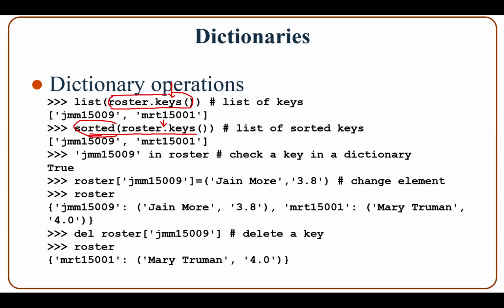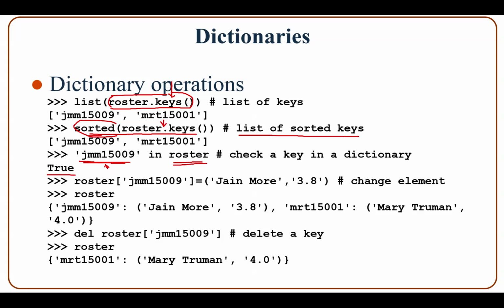You can also check if a key is in a dictionary. So using this syntax, checking if this string, JMM 15009, is in roster, then it returns true. It returns true because it is actually one of the keys.